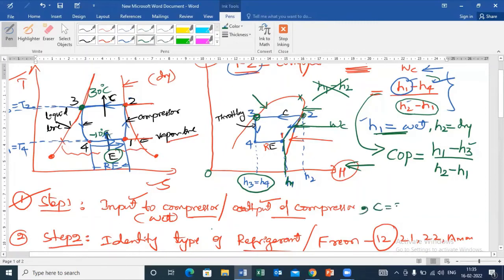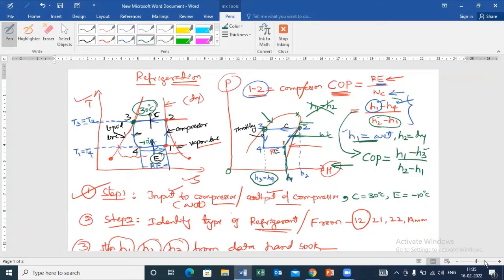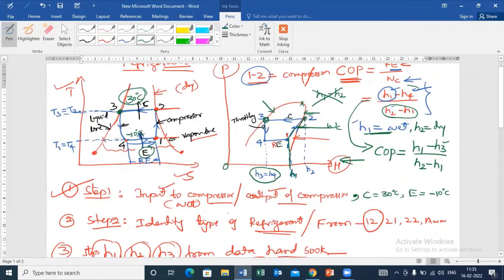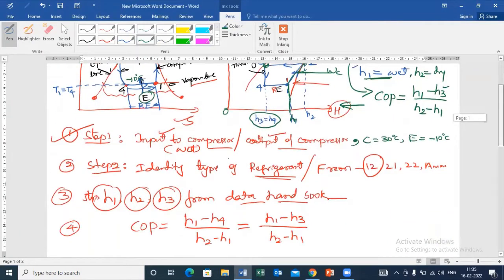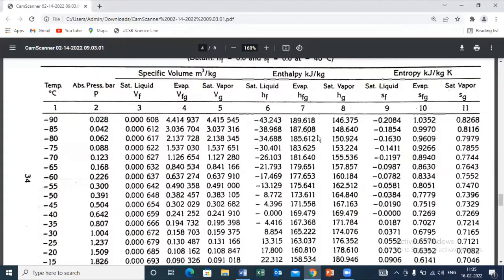The condenser temperature is 30 degrees Celsius, and the evaporator or cabin temperature, I am assuming it as minus 10 degrees Celsius. So T3, T2 is 30 degrees, T1, T4 is minus 10 degrees Celsius. Okay, next point. Now I will go to the next step. Which temperatures has he given? Minus 10 and 30 degrees Celsius.